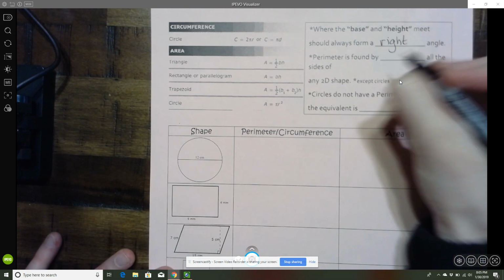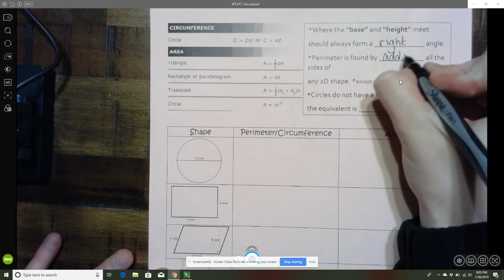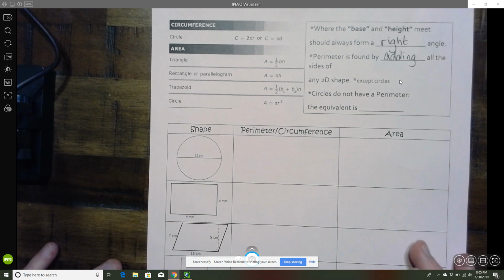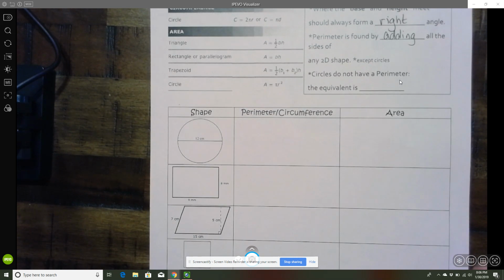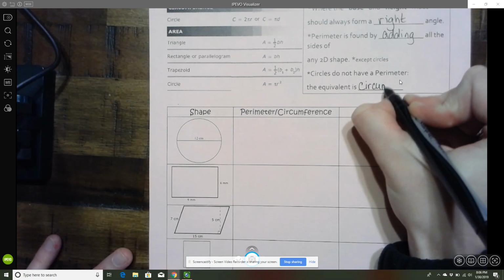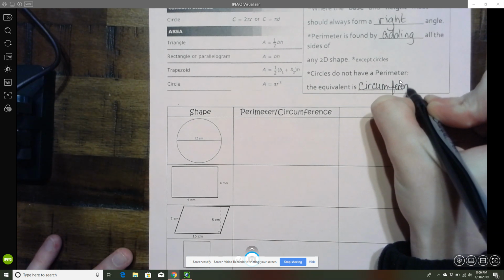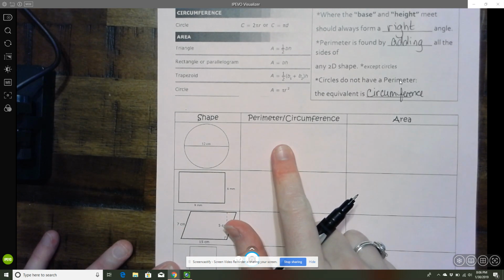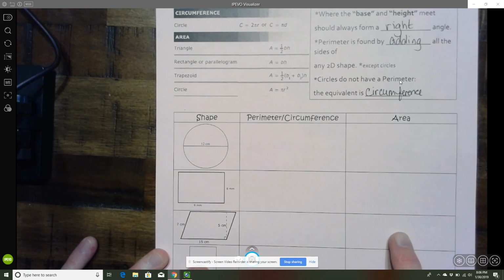Perimeter is found by adding all the sides, and that's for any 2D shape except circles. So remember, circles, we do circumference. It has a different formula. So circles do not have a perimeter. The equivalent is circumference. And so at the top here, we've got all our formulas. So we're going to find the perimeter and circumference in this column and the area here.